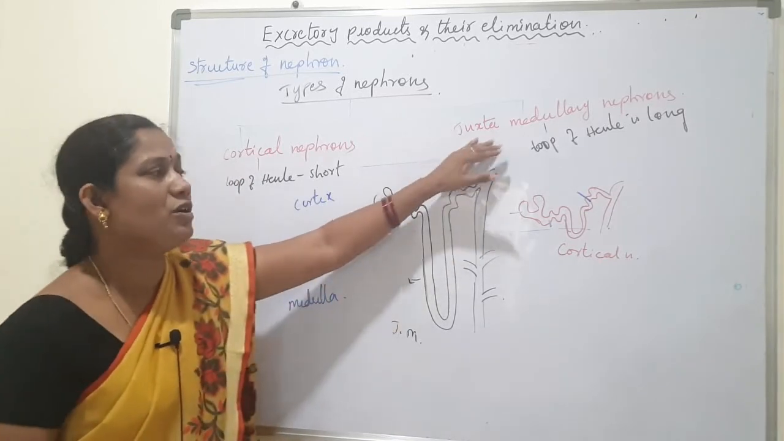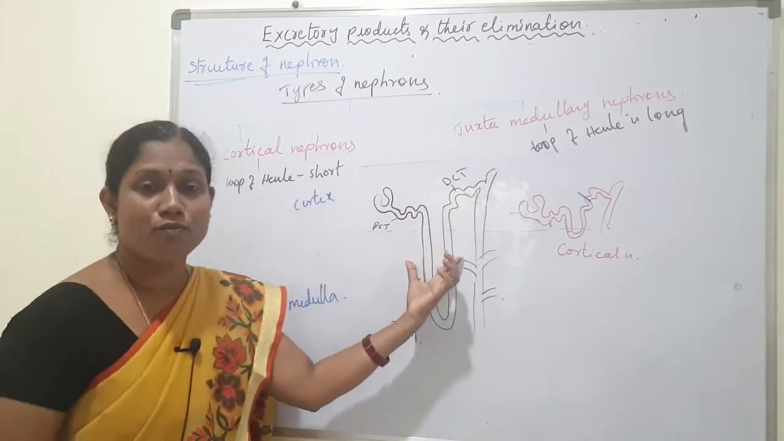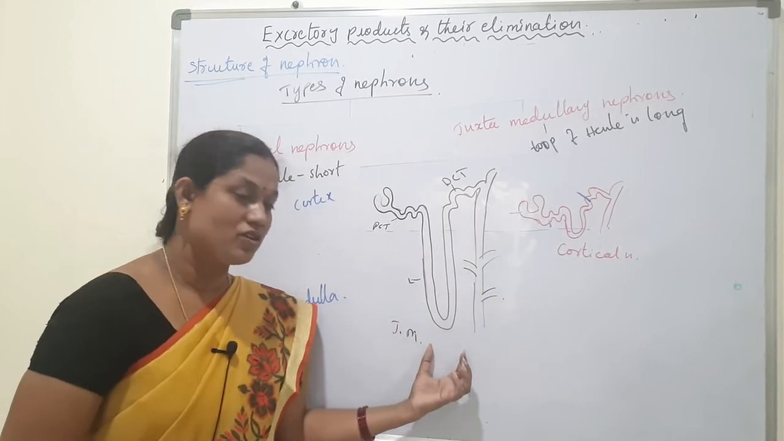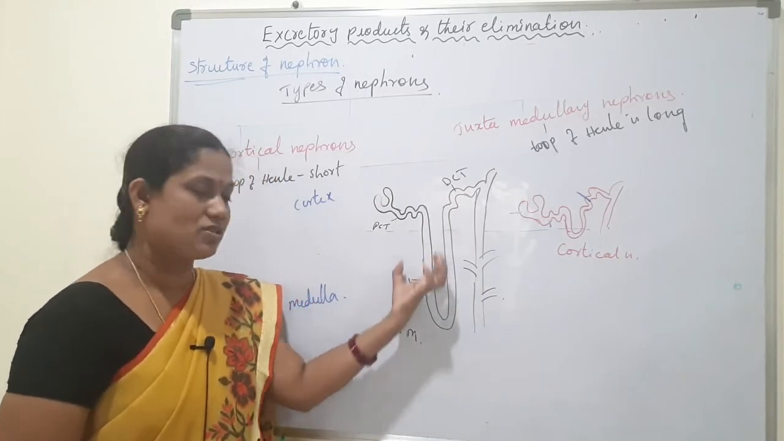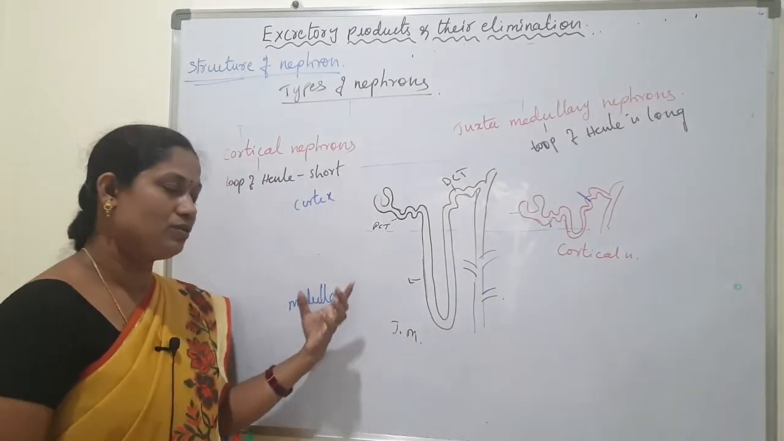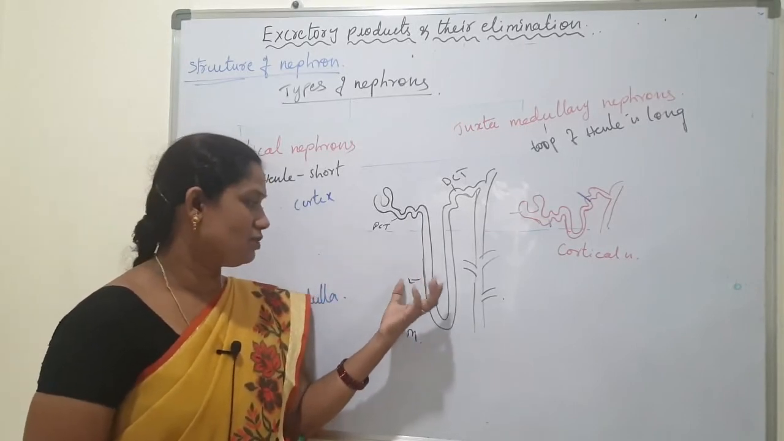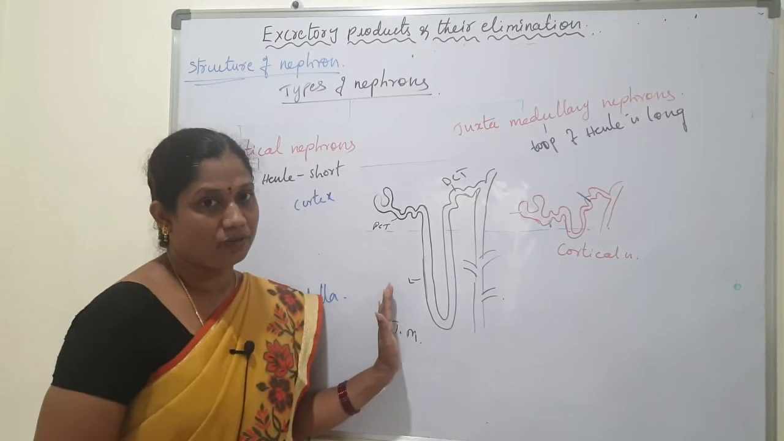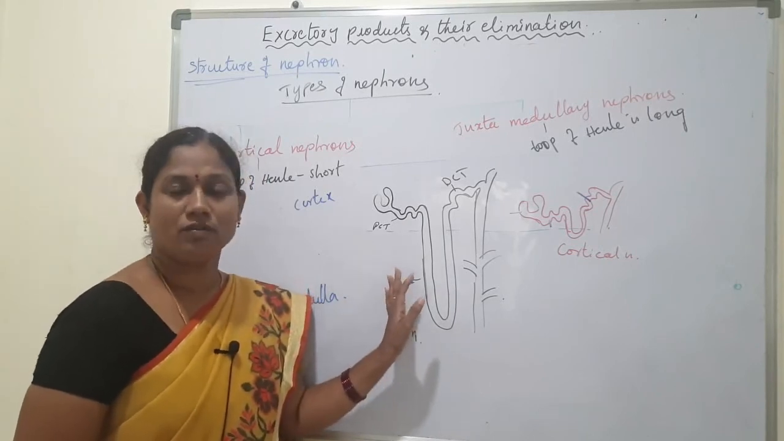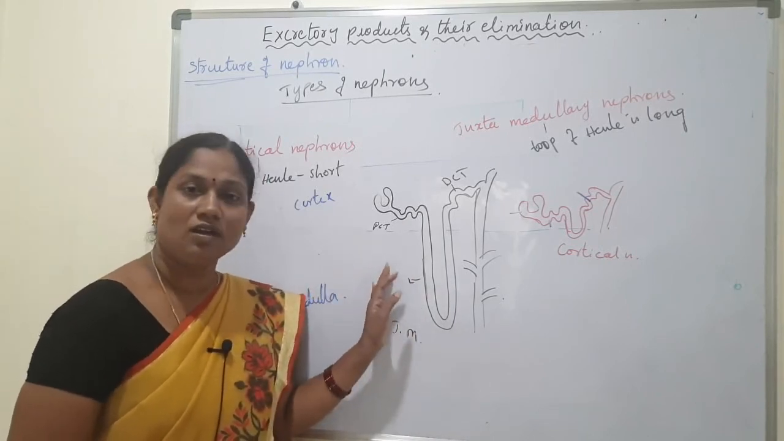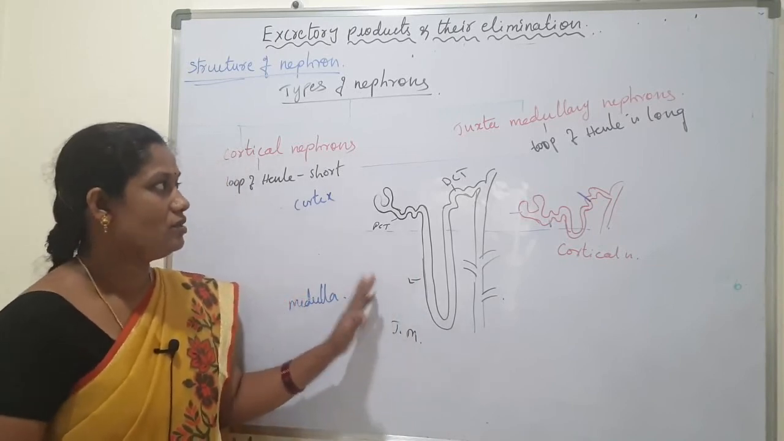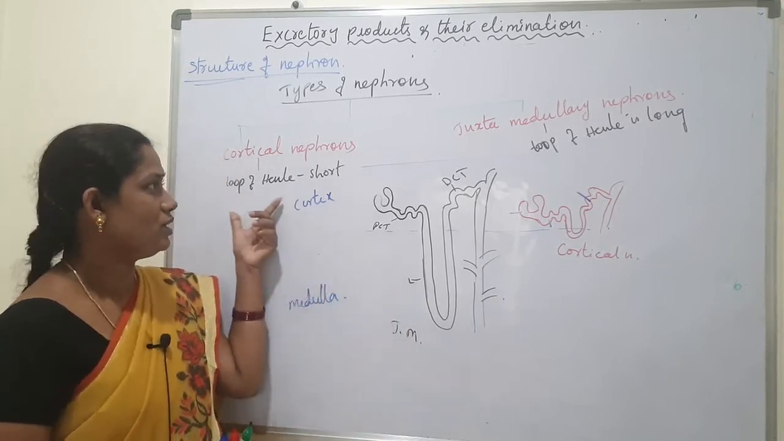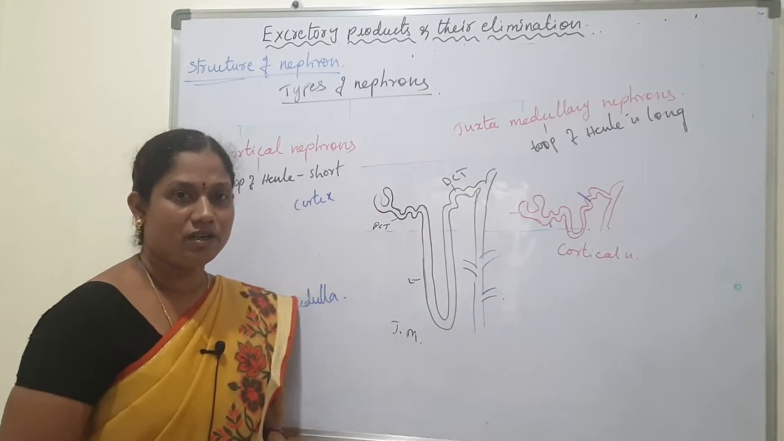But in juxtamedullary nephrons, the Henle loop is very long and extends into the medulla. That's why juxtamedullary nephrons are present in humans. These help in the production of highly concentrated urine. So these are the two types: cortical nephrons and juxtamedullary nephrons.